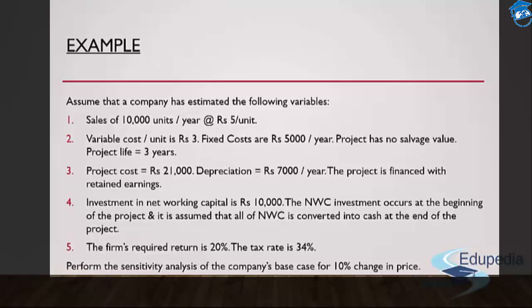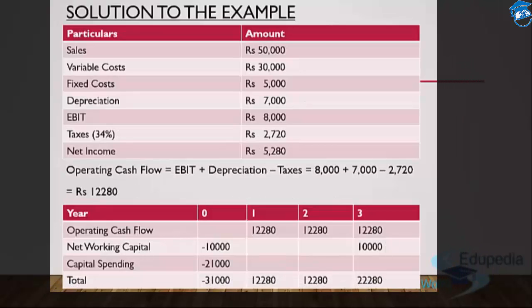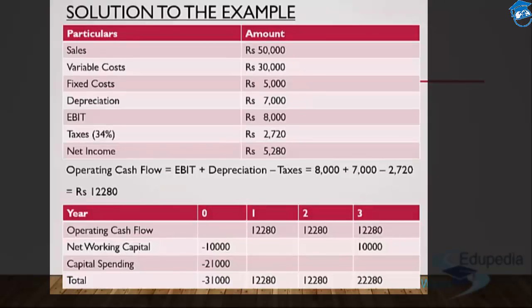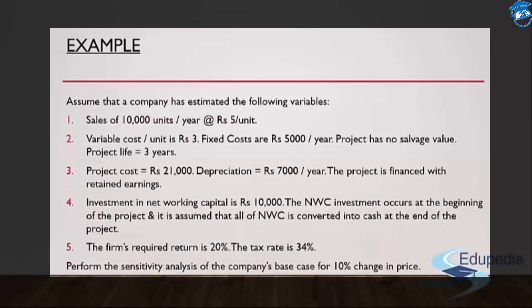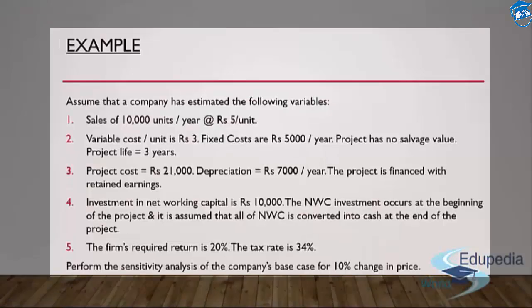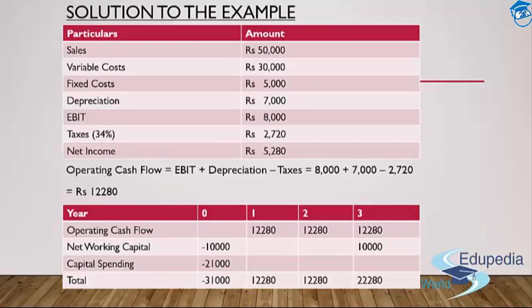So what's going to happen in year zero of the project is a deduction of 10,000 rupees in net working capital, and at the end of the period, that is the third year, I'll be able to recollect that 10,000 rupees back. So less 10,000 in year 0 and plus 10,000 in year 3. And the capital spending is the project cost, given as rupees 21,000. So this is going to be included in year zero of the project. Less 21,000. So my total spending in year 0 is going to be 31,000, and I'm going to get rupees 12,280 for year 1, 12,280 for year 2, and 22,280 rupees for year 3.